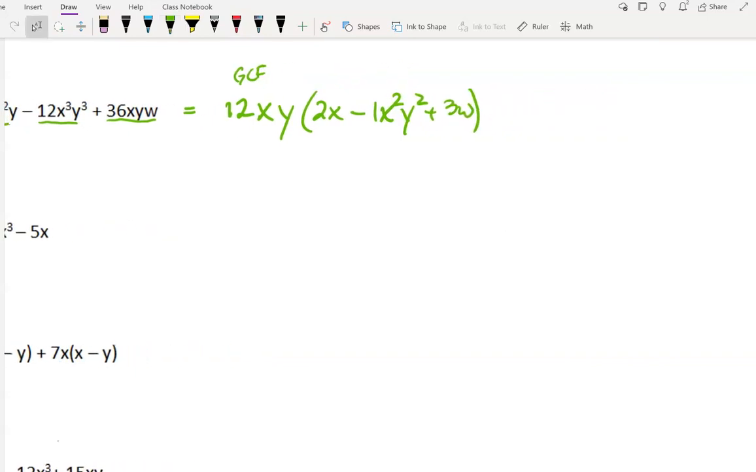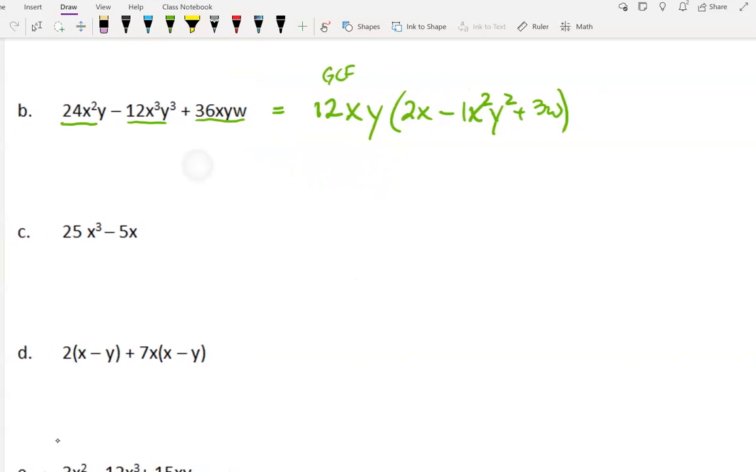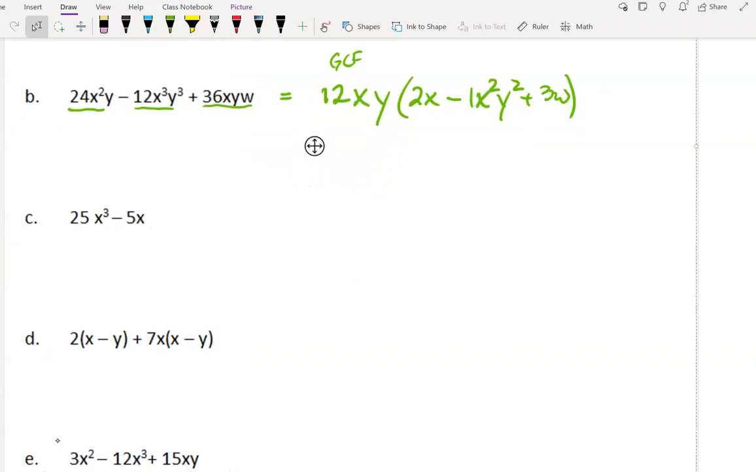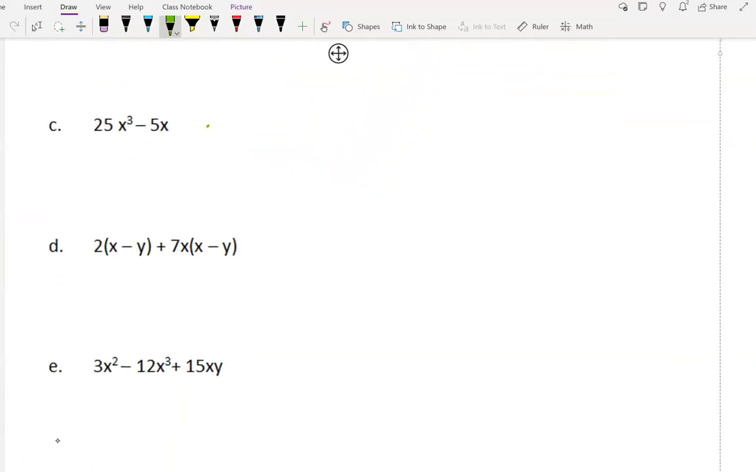Okay, again, you can check by multiplying each of these three terms, and you should end up with the original question. All right, check the next one. Okay, greatest common factor. What is in common in these two terms? Well, I can see there's a 5. And I can see there's an x. All right. If I divide 5x into 25x cubed, I end up with 5x squared.